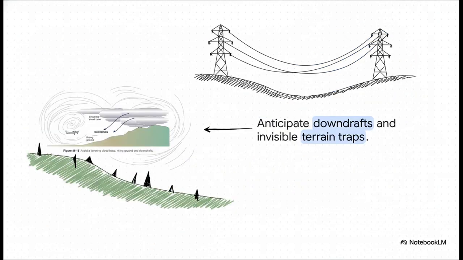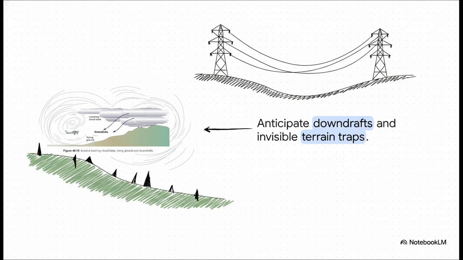When you're down low, you are basically hunting for invisible terrain traps. If a wind is blowing down the slope of a rising hill, it creates a massive, powerful downdraft. Your plane might be able to climb at 700 feet per minute, but if that downdraft is shoving you down at 600 feet per minute, well, you're barely climbing at all. You won't clear the terrain.